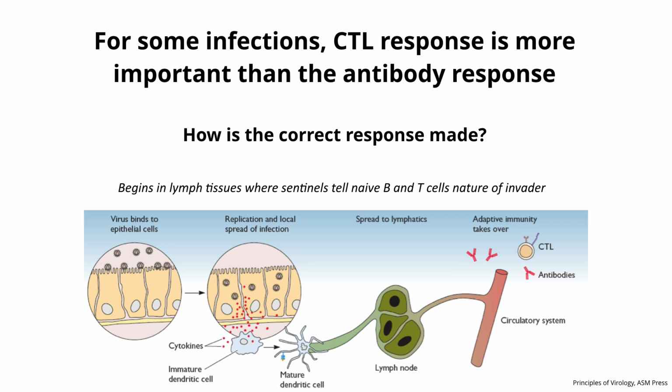So how does the immune system know what kind of immune response to make against a particular virus? It doesn't make all kinds of responses. That would be a waste of resources. So how is the correct response made? It all starts in the lymph node. When the dendritic cell that's picked up antigen comes into the lymph node and starts to interact with B and T cells, very early on, that is where the decision is made whether to favor an antibody or a CTL response. So how does that work?